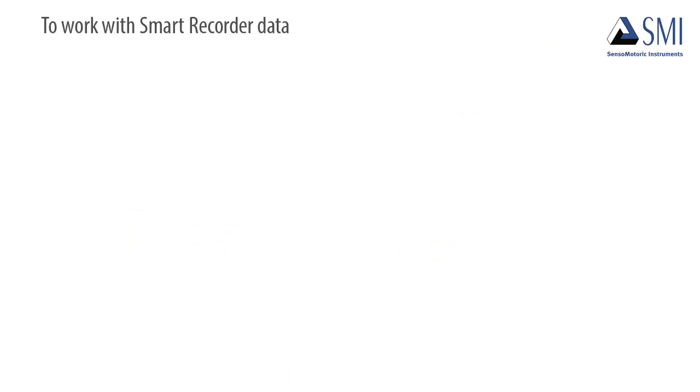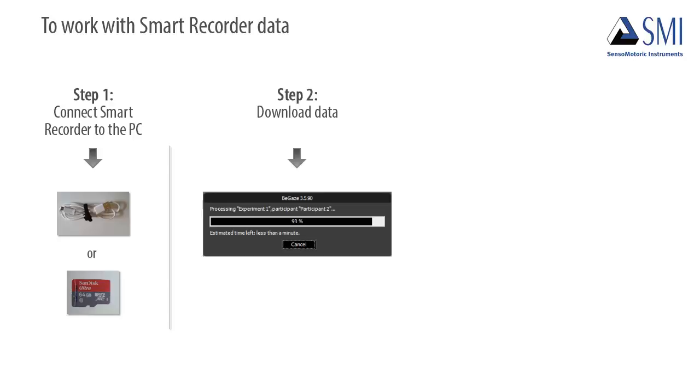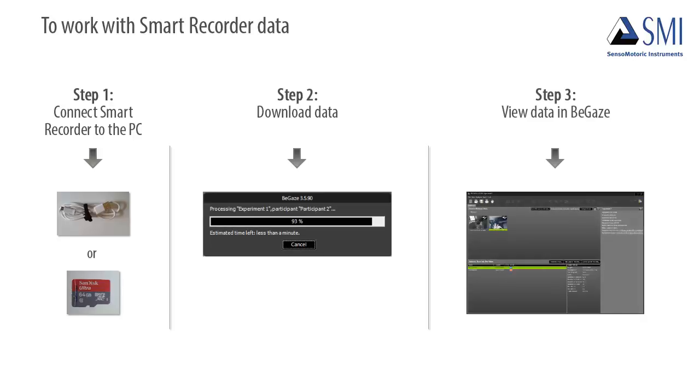There are 3 steps to working with SmartRecorder data. First, connect the SmartRecorder to the PC using either the cable or the micro SD card, depending upon your device. Next, download the data from the SmartRecorder. Once downloaded, you view the data within BGAZE.